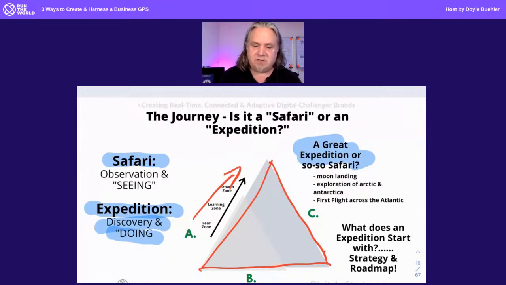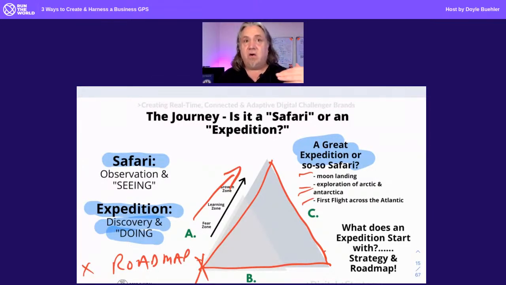The moon landing, for example, the exploration of the Arctic or Antarctica to the South and North Poles, the first flight across the Atlantic, right? Or even Mount Everest, did they start at the base of Mount Everest? No, they started way back here. They didn't even get to the base camps of Mount Everest until they knew exactly that roadmap they were going to follow to get there. And again, that's why it's important to understand how these pieces fit into place.